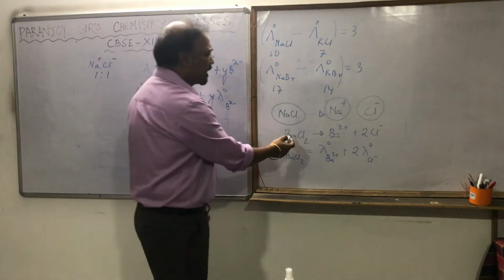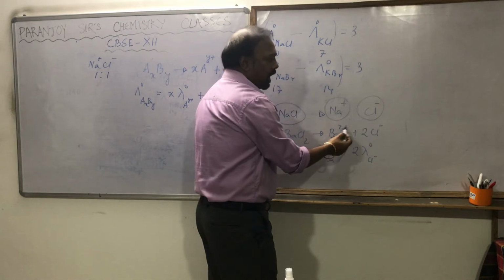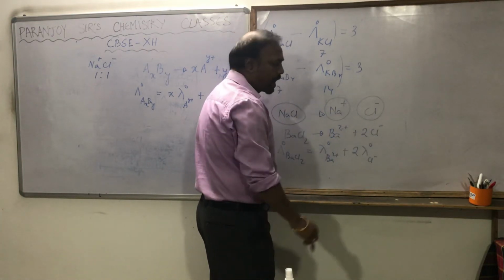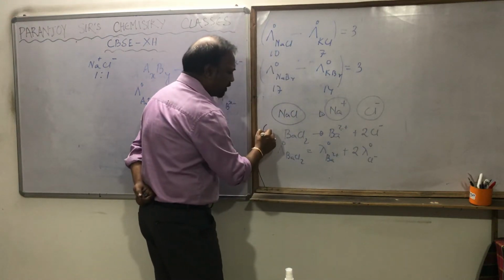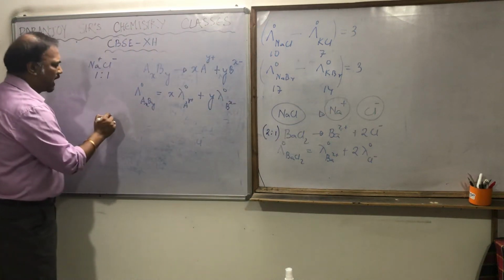So what about BaCl2? In BaCl2, the charge of the positive ion is 2 and the charge of the negative ion is -1, or 1. So this is the 2:1 type of electrolyte.